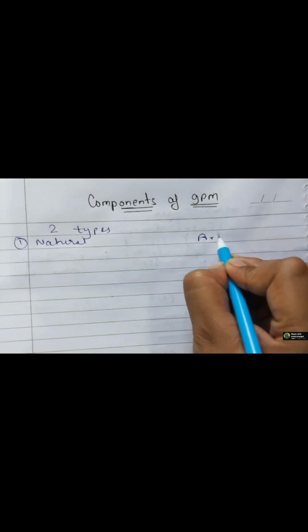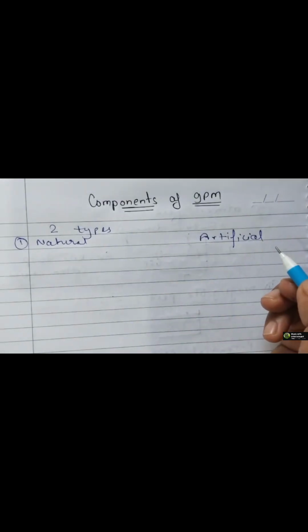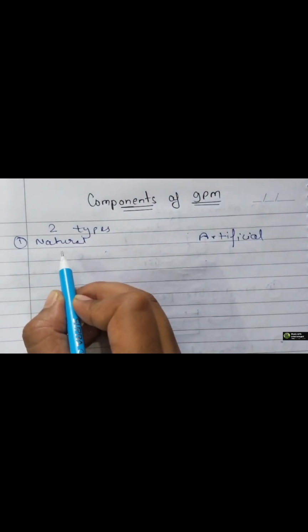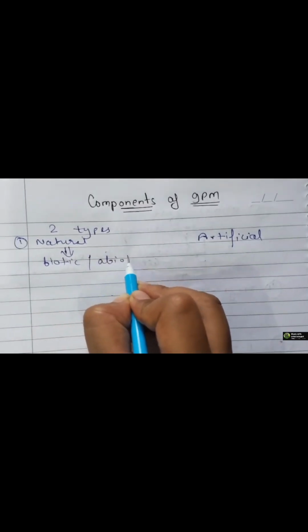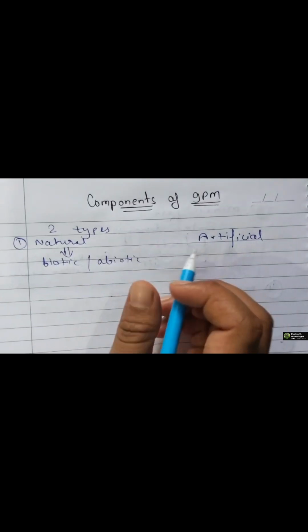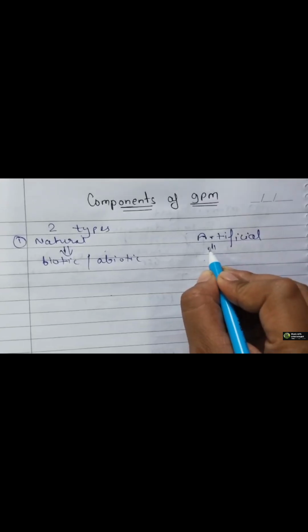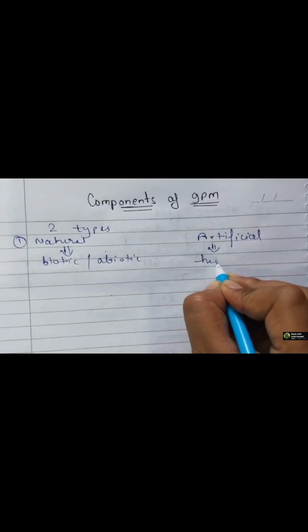The first is natural control and the other one is artificial control. So what is the difference between natural and artificial control? In natural control, the control is solely achieved by biotic and abiotic elements which are working in nature itself. Biotic and abiotic elements of nature, and there is no influence of man. But in artificial control, the control will be achieved only by human intervention.